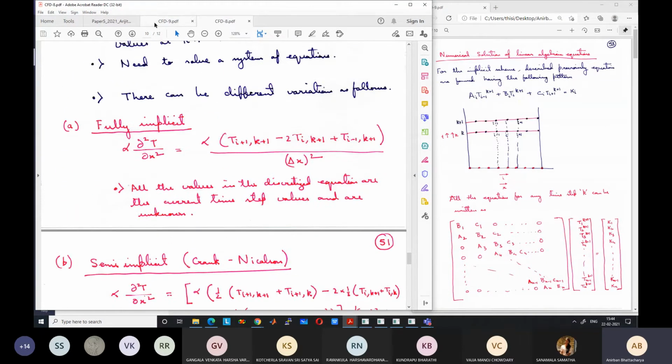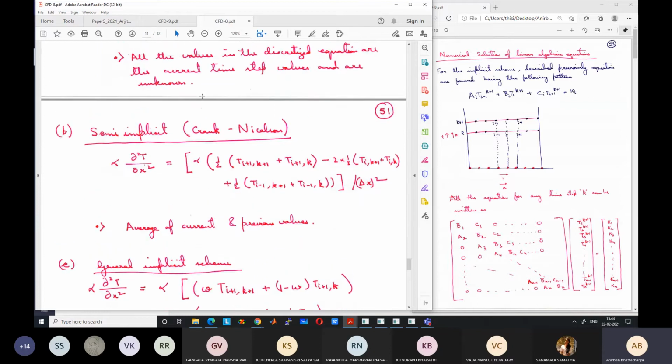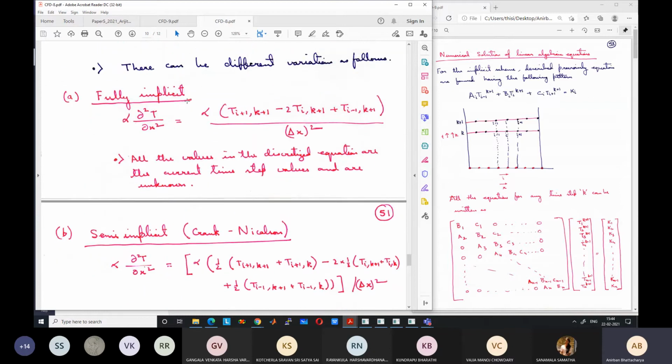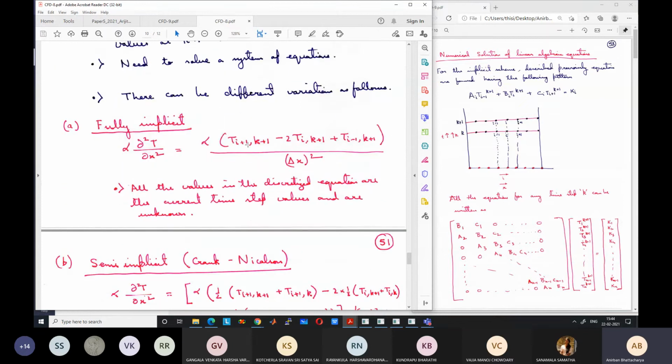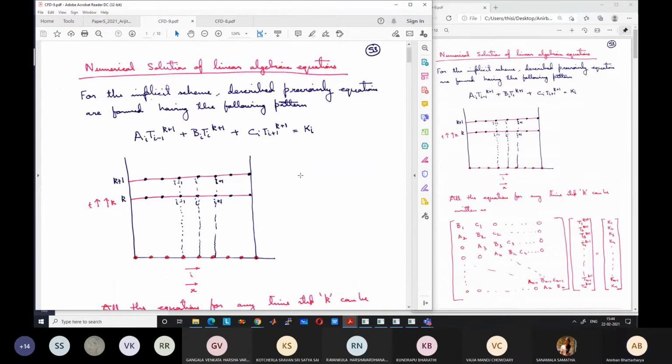I suggest that you practice this. Based on the fully explicit scheme that I have shown, you try to derive a fully implicit scheme for the 1D transient heat conduction problem. As practice, I can also give this as an assignment, but anyway, you can just try to solve it. You will find that it is of this form.